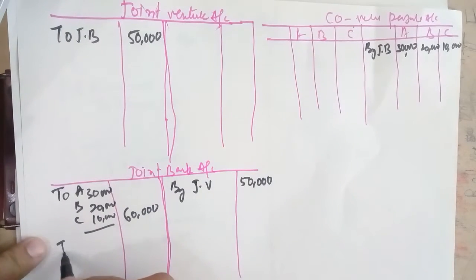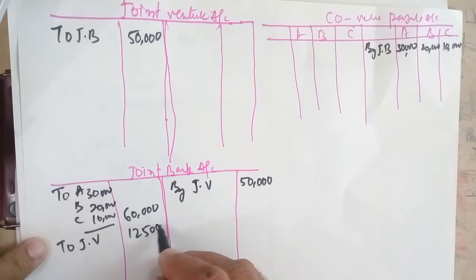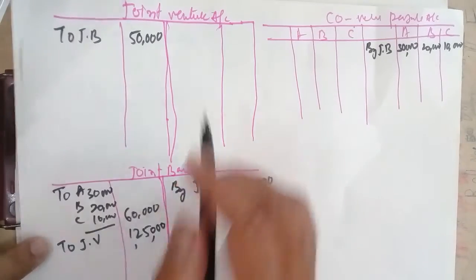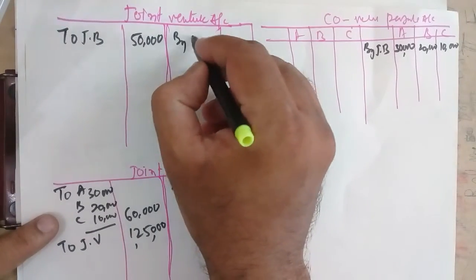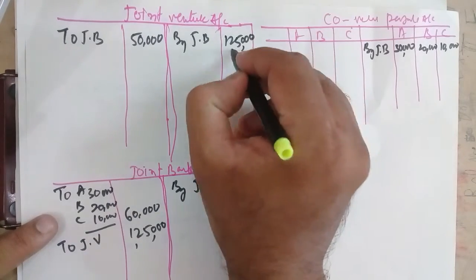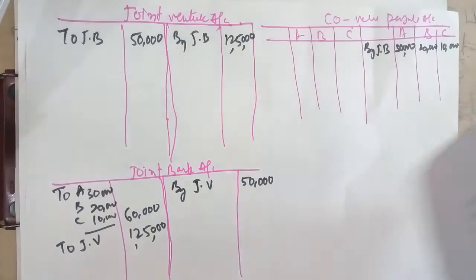Hence, in joint bank account to joint venture. How much? 1,25,000 we are getting on sale of these machines. And in joint venture we write by joint bank account 1,25,000. Clear? Once this is done, the next is, what did he say?